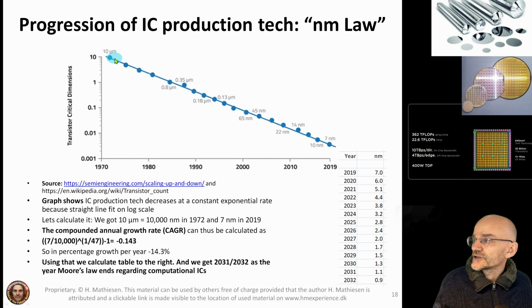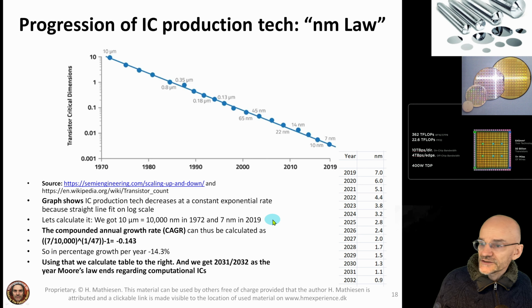We can see that we have a graph that plots the nanometer technology and the year that nanometer technology was introduced in the global market for IC production. And we can also see that you can fit a straight line here through these observation points from 1970 to 2019. And that means it's an exponential growth. And because it's sloping downwards, it's a negative exponential growth. And we know it's exponential because the y-axis here is logarithmic, and a straight line in a logarithmic graph is a constant exponential growth.